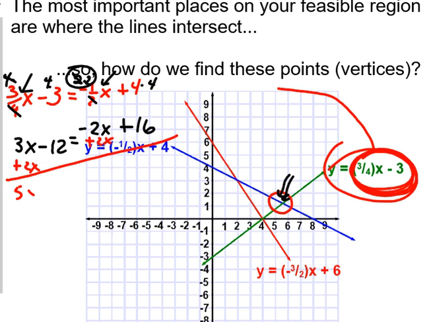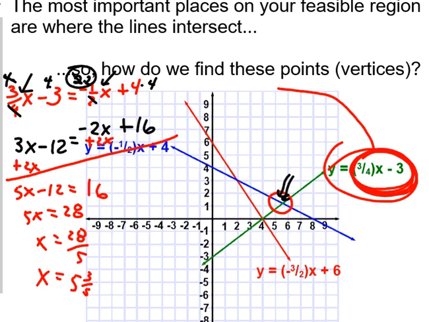And now I have 5x minus 12 is equal to 16. Now I'm adding 12 to both sides. 5x equals 28. X is equal to 28 over 5, which is, by the way, 5 and, I knew it was going to be 5 and something, right? 5 fifths would be 25, so there's 3 left over. 5 and 3 fifths, also known as 5.6. That's the algebra way to do it.